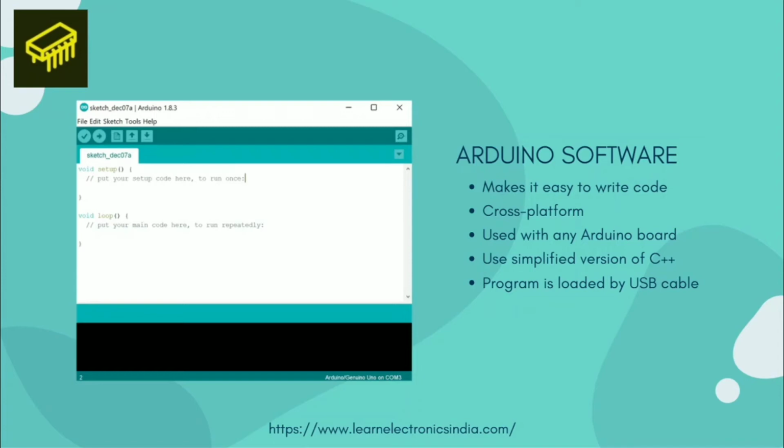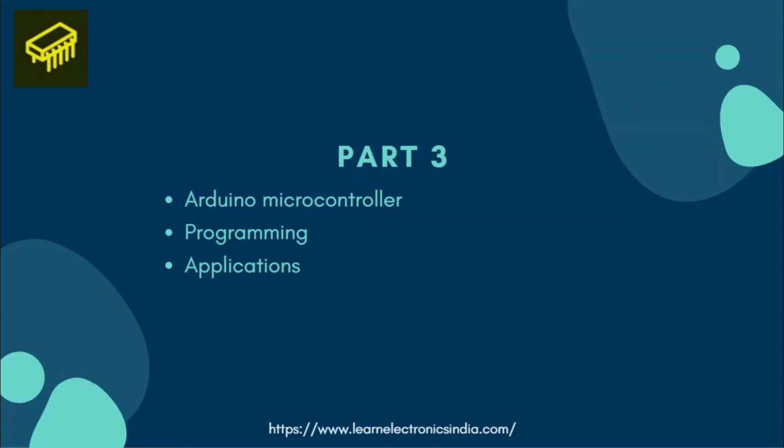Then you can use a simplified version of C++ to code your programs, and obviously you need the USB cable. Without that your program will not be loaded into the Arduino board. So this was the Arduino software part. This was all about part 2, and in the next part we will see the main microcontroller, its pin diagram, and in Arduino we will also see the programming, how to do basic programming, followed by basic applications for beginners.